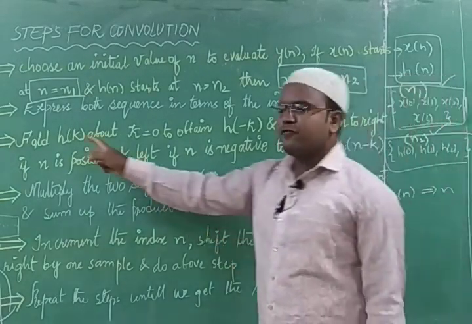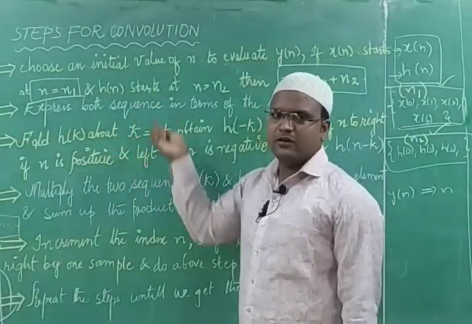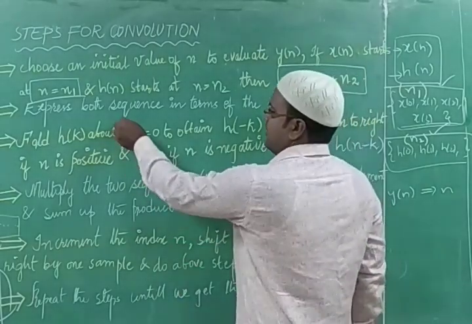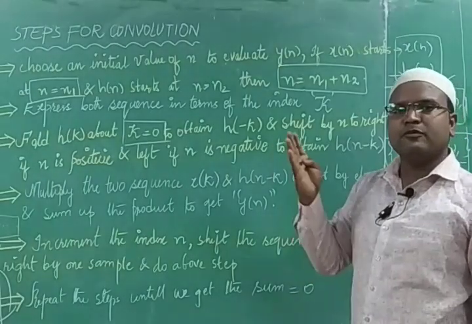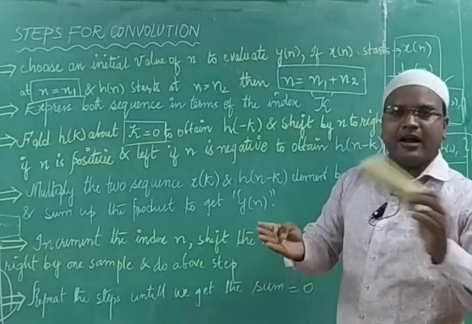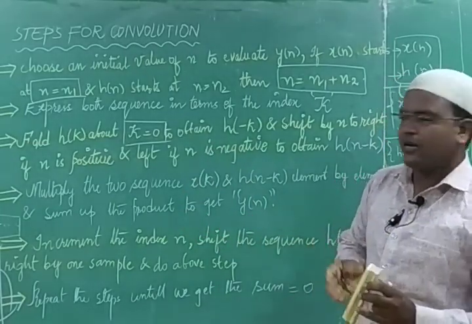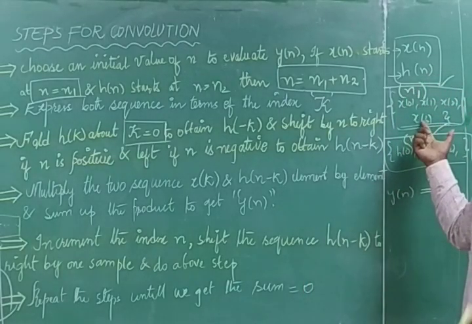Third step: when we know the inputs x of n and h of n, we write them in terms of k. After writing these, we write the initial condition. What is the k value? k is equal to 0. The first input you keep as it is. For the second, h of n, you need to fold it about the left-hand side and right-hand side. What is that folding? If you have a positive-side input, like x of 0, x of 1, x of 2 and x of 3, you want to fold it.